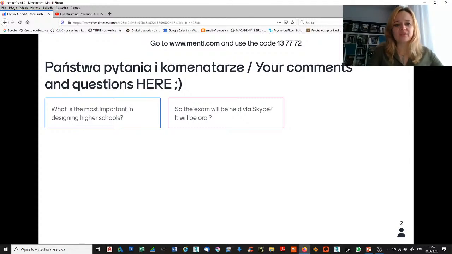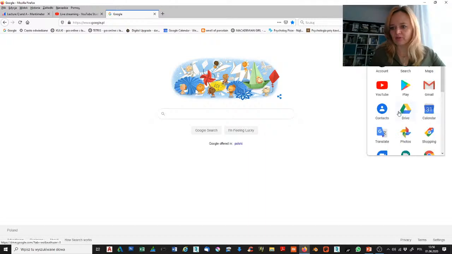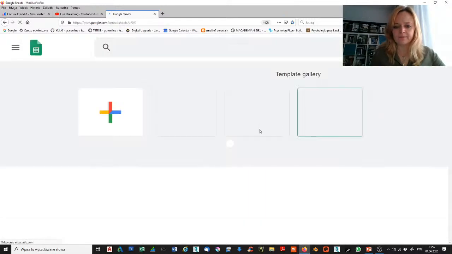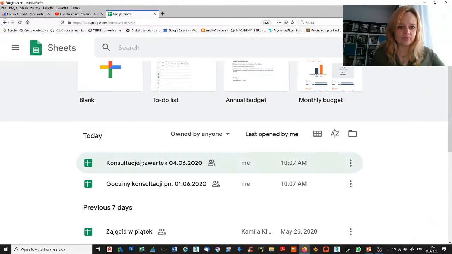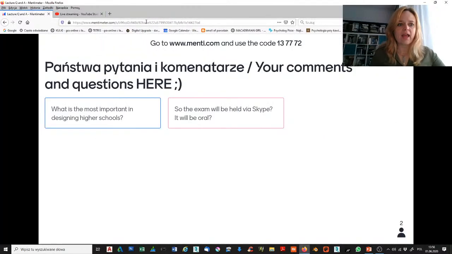Yes, the exam will be held via Skype and it will be oral. I will give you a sheet on Google, I hope it will turn out okay. Some sort of typical Google Sheet situation like this one, and you will just use the timeline to sign your name, and you will connect with me by the timeline, and I will ask you the questions. I will send you the questions through the chat, and you will have 1 to 3 minutes to prepare.